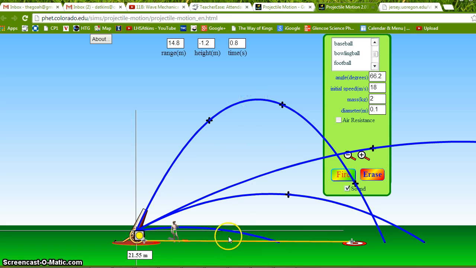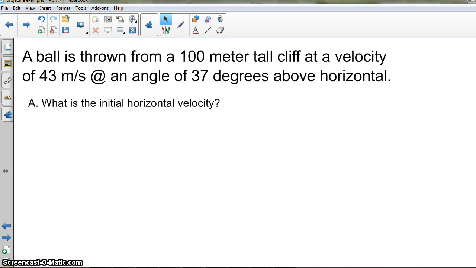And so we're actually going to do a fairly complex problem here at the beginning that, if you can do this, you can do most of the others, involving not just shooting something off of a flat surface like this, but actually shooting it off of a tall cliff. So that's where we're going to begin.